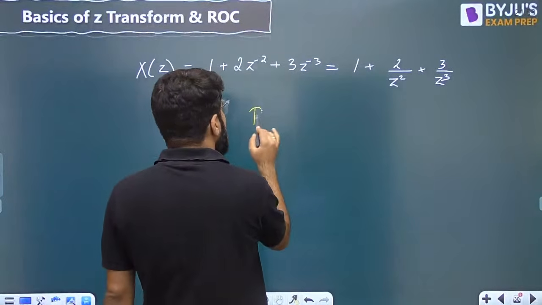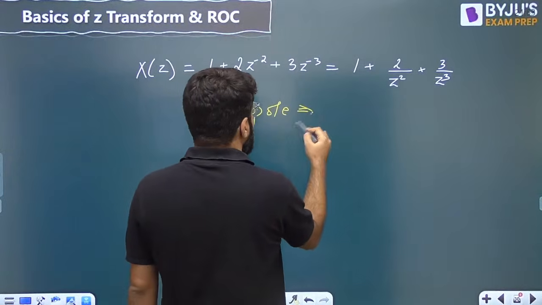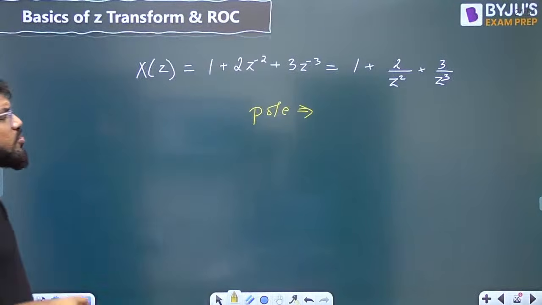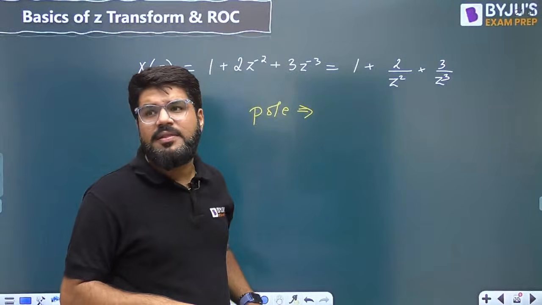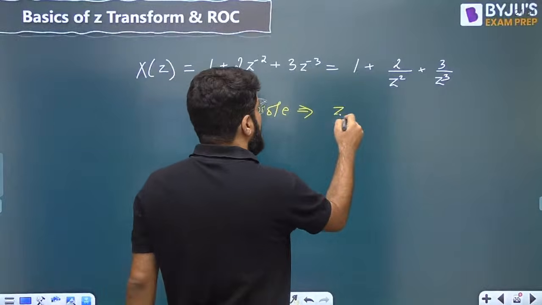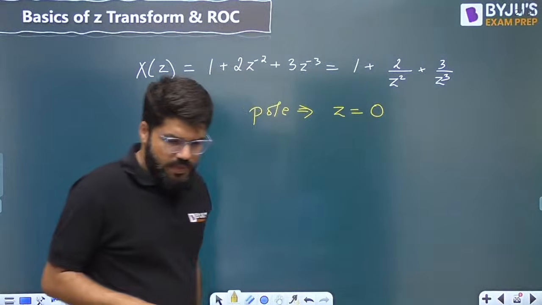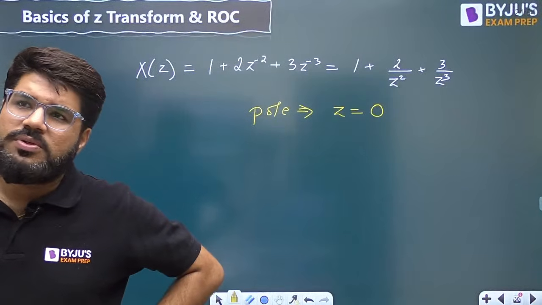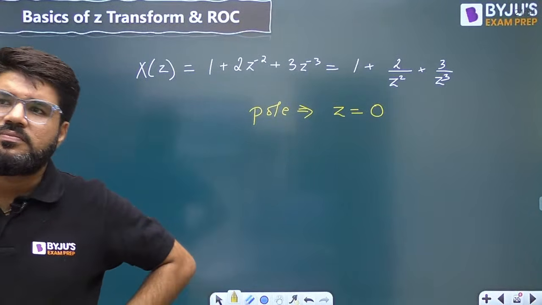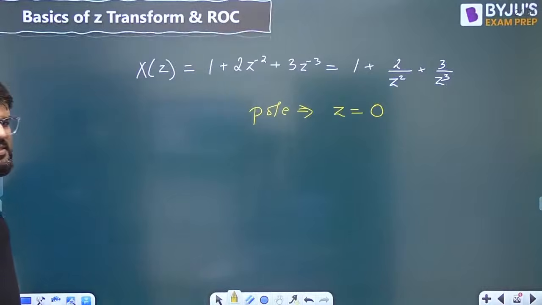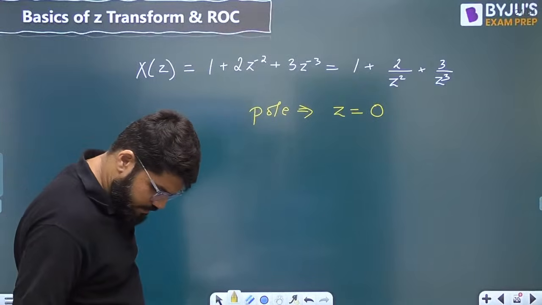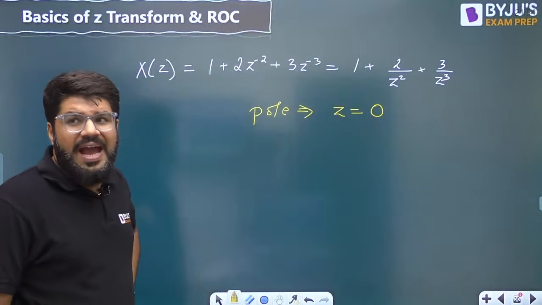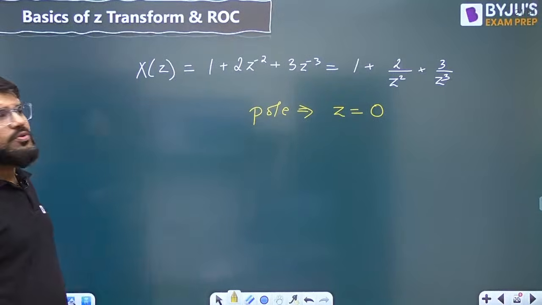Now, does this function have a pole? Does it have a pole, guys? So clearly 1 upon z is coming in the denominator and the pole is z equal to 0. And if there is a pole, it cannot be in the ROC, right?